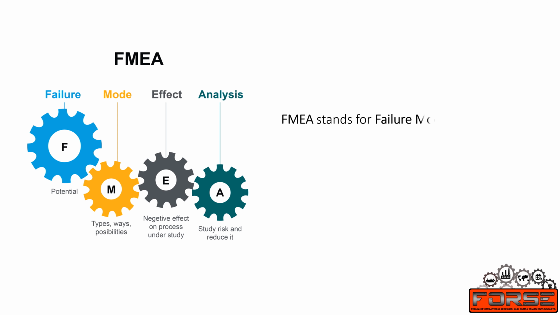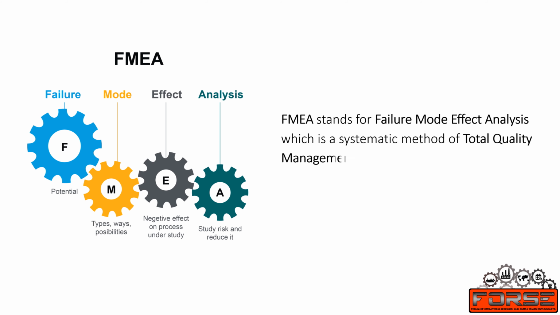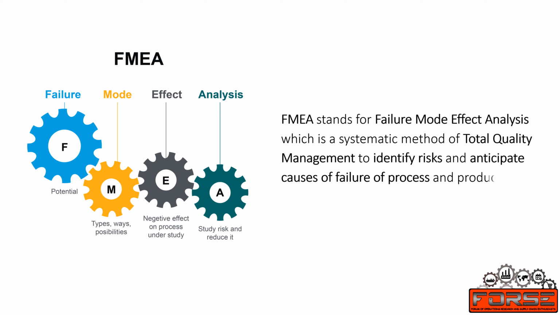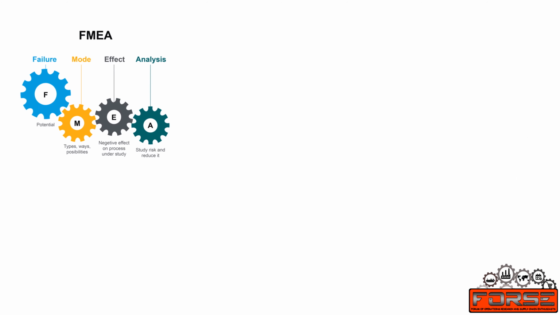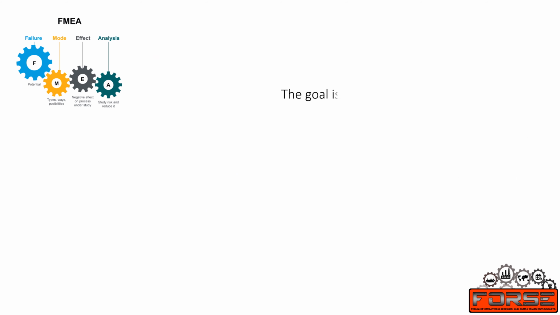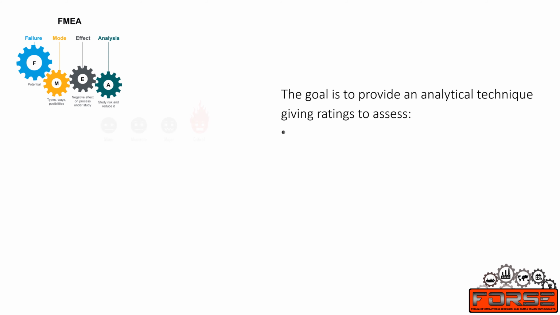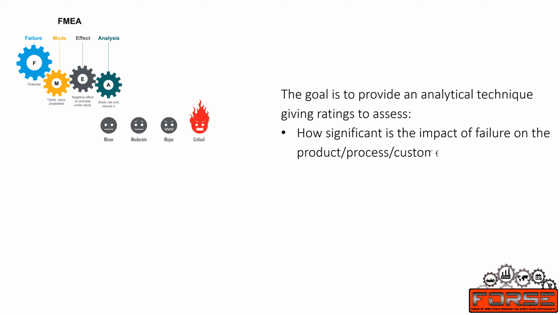FMEA stands for Failure Mode Effect Analysis, which is a systematic method of total quality management to identify risks and anticipate causes of failure of process and products so that it can be prevented. The goal is to provide an analytical technique giving ratings to assess how significant is the impact of failure on the product or process or customer. This forms the severity rating.